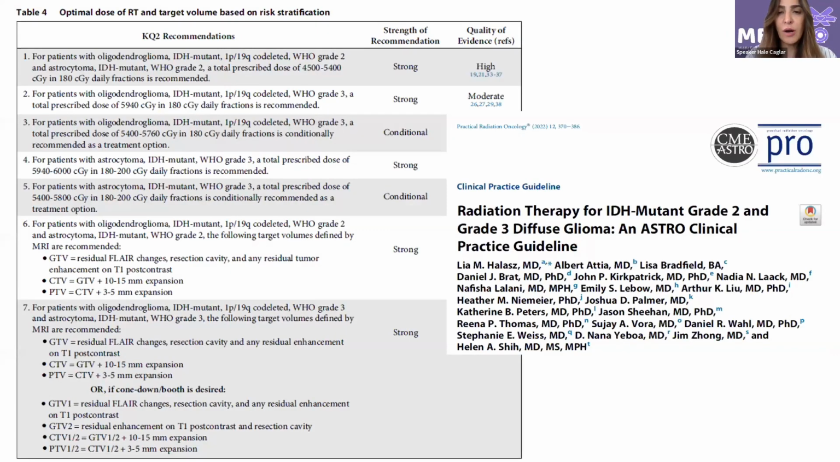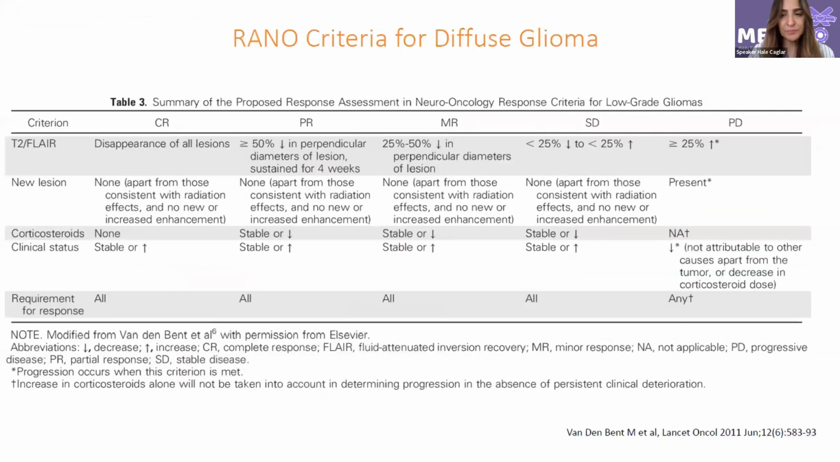ASTRO published clinical practice guidelines for the standardization of radiation treatment in terms of contouring and treatment planning details for grade 2 and grade 3 diffuse gliomas. It gives feedback on how we need to proceed with those patients' radiation therapy.